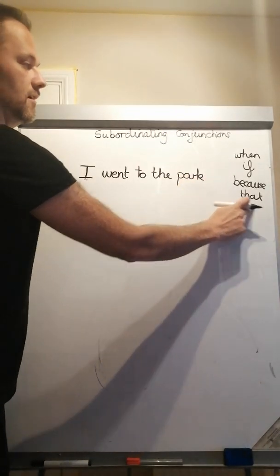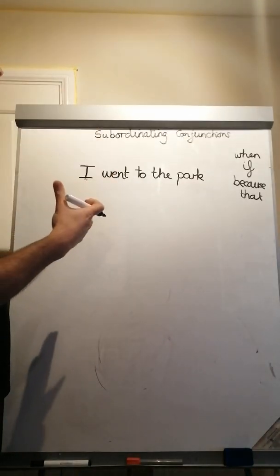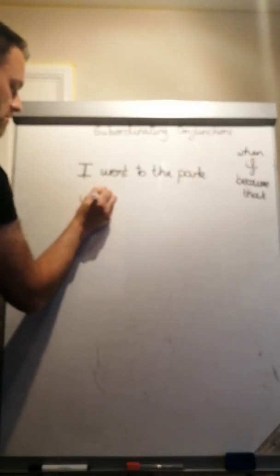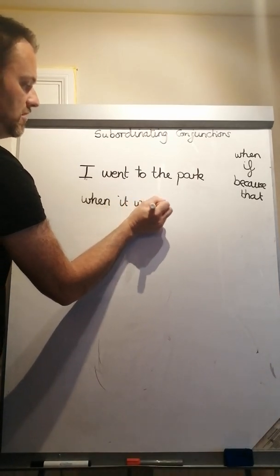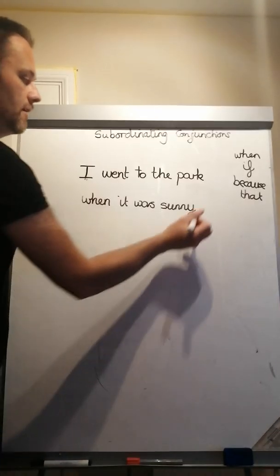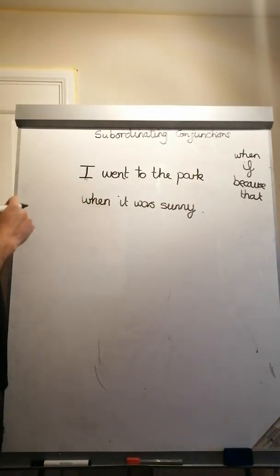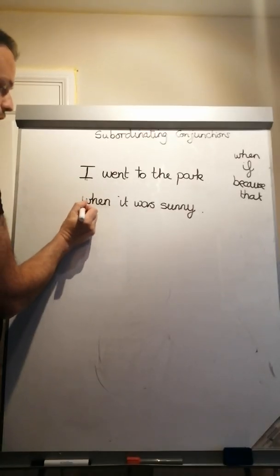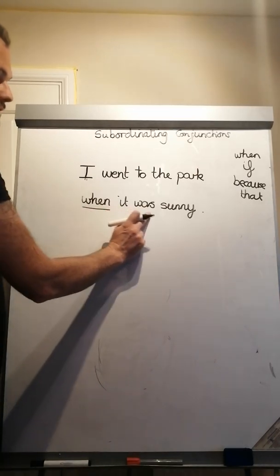Okay? So, I went to the park. Let's see if I can add a bit to this sentence. I went to the park when it was sunny. Okay, full stop. So I have my sentence that I started with, I went to the park, and then I have my added on part, which starts with my conjunction, when it was sunny.